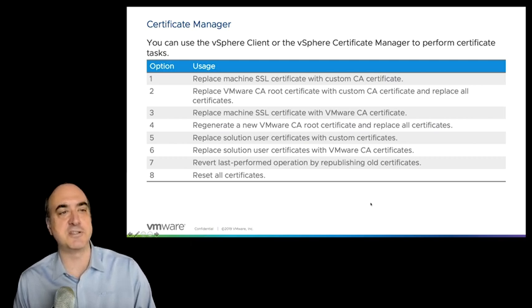You might replace machine SSL certificates with a VMware CA cert, right? That's where you're just replacing the vCenter server's machine certificate with a certificate generated by the VMCA, without actually replacing the certificate in the VMCA. That's the difference between 1 and 3. In 1, you're replacing the VMCA certificate with a brand new custom one. In option 3, we're just simply generating new certificates from the VMCA, from however the VMCA has been issuing certificates beforehand. You could regenerate VMware CA root certificate and replace all certificates. Again, you're not creating a custom one here. You're just regenerating it from the VMCA itself.